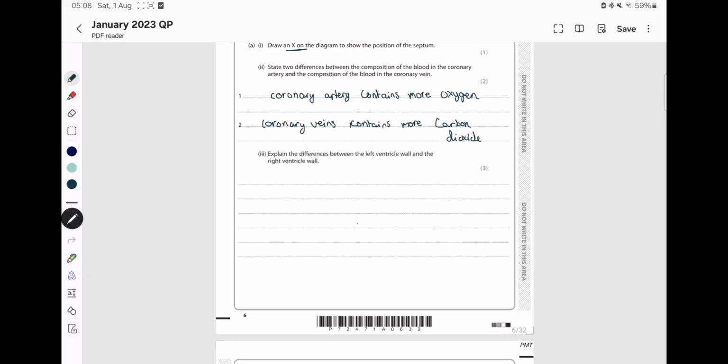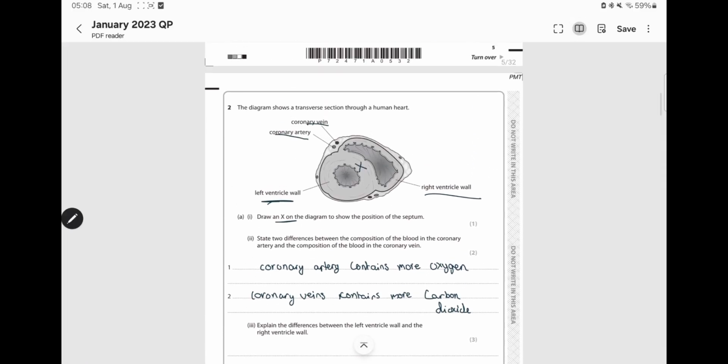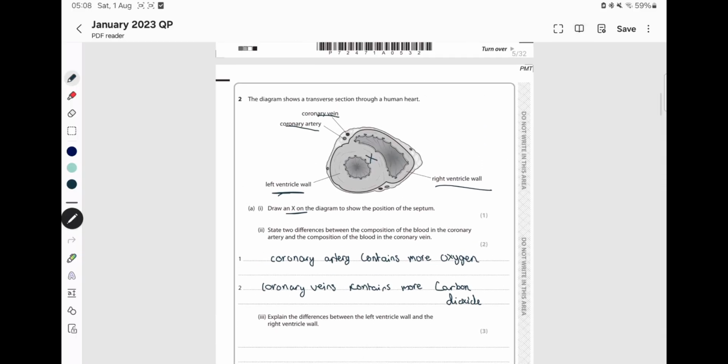Explain the differences between the left ventricle wall and the right ventricle wall. Okay, in a question like this, if you have no idea what to say, and if you're stuck on a question, here in the question, it gave us a diagram that can help us to get a mark or two.